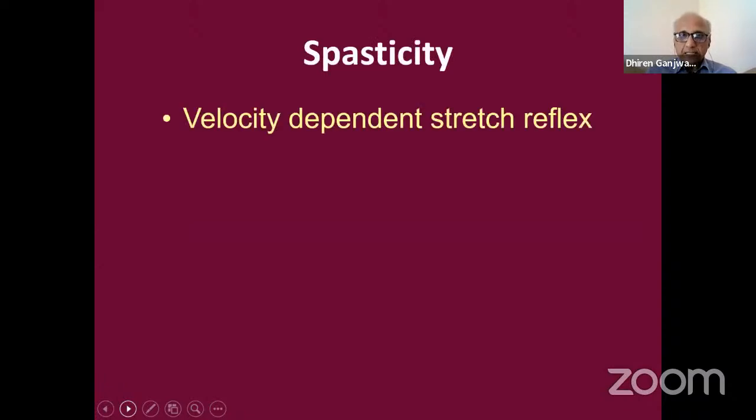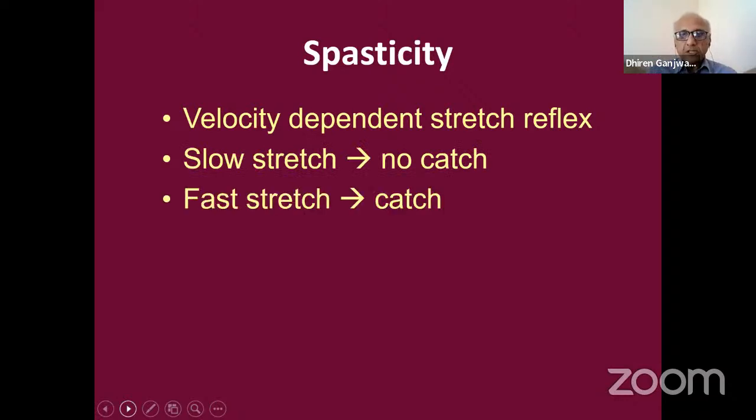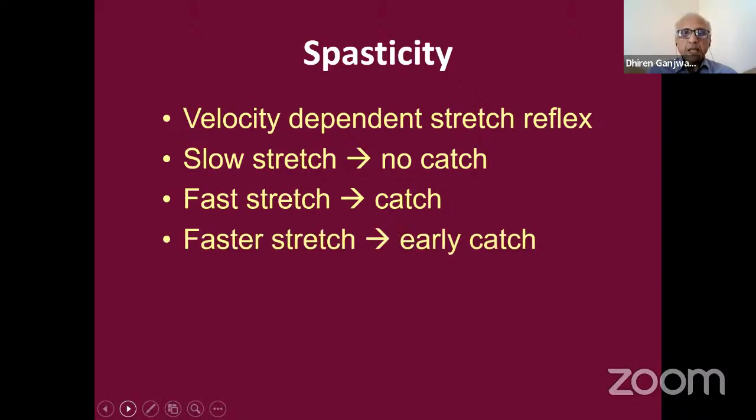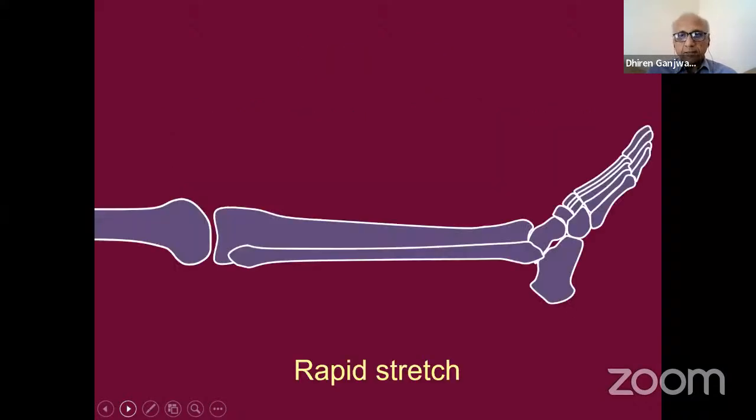We know that spasticity is a velocity dependent stretch reflex. In simple words, when we stretch rapidly, we get a catch, and when we stretch slowly, we don't get a catch. That's what we understand by velocity dependent stretch reflex. So again, on slow stretch, there is no catch, and on the fast stretch, we get a catch. And if we apply faster, then there is an early catch. So let us see that with the animation.